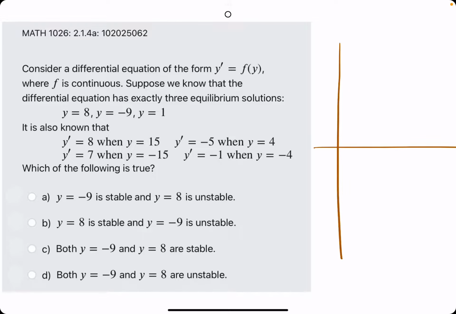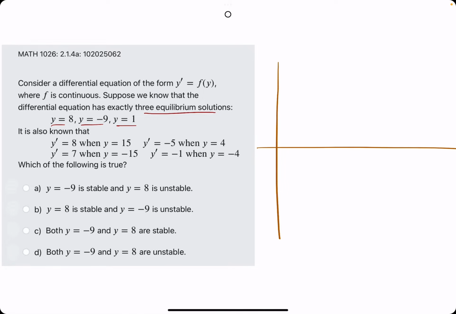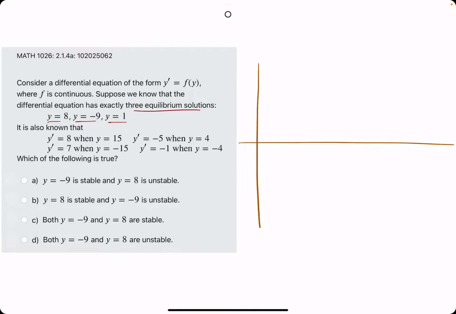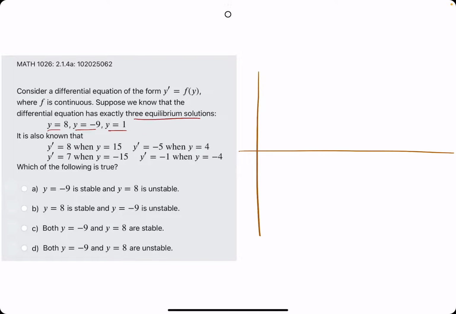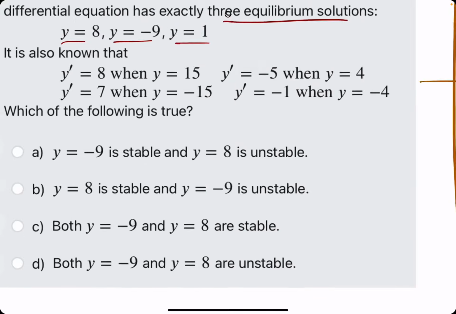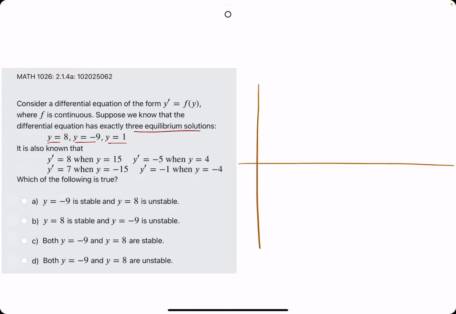Okie dokie. In this problem, they tell us that we have a differential equation with these three equilibrium solutions, y equals 8, -9, and 1, and then they also give us a bunch more information about the y prime values for different y values. Now, how do we use this? My biggest recommendation is let's make a sketch of a graph, because visuals will totally help us identify which of these statements are true. So we will start with the equilibrium solutions.